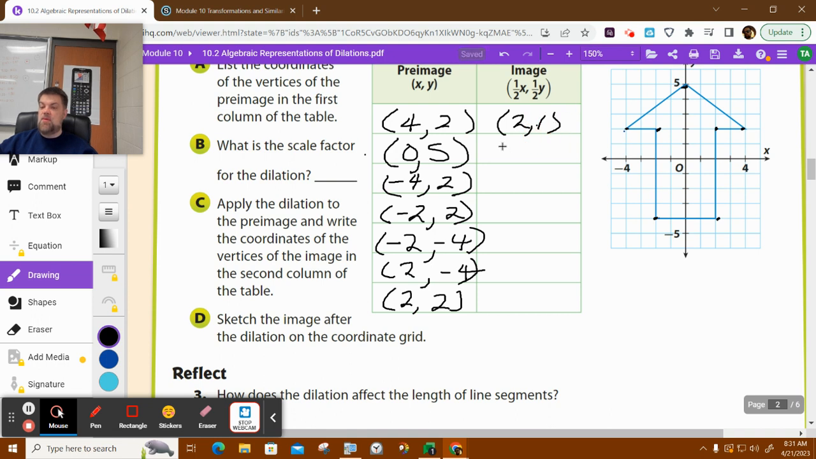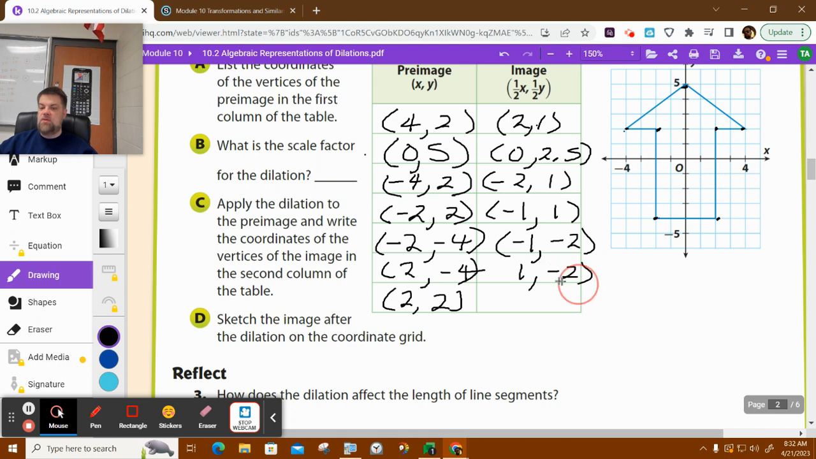What's this one going to be? Well, what's 1/2 of 0? 0. What's 1/2 of 5? 2.5. All right, well, maybe I need to calm down. And then this would be negative 2, 1. What's the next one? Negative 1, 1. We could do negative 1, negative 2. The next one will be 1, negative 2. And then 1, 1. Is that right?